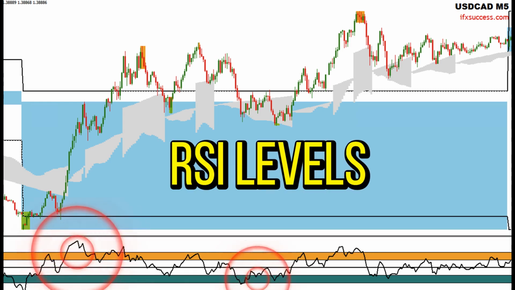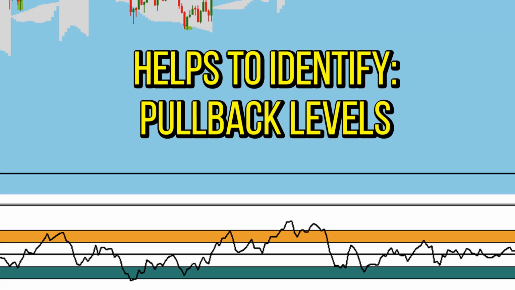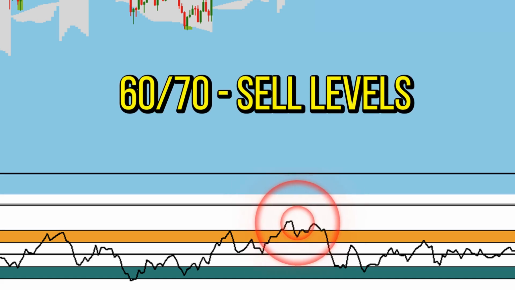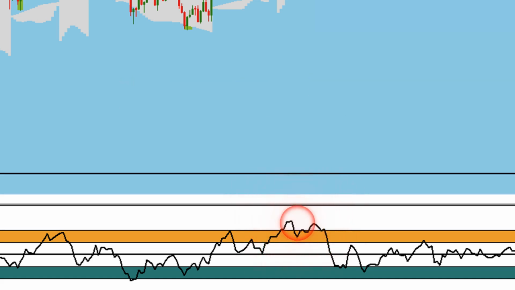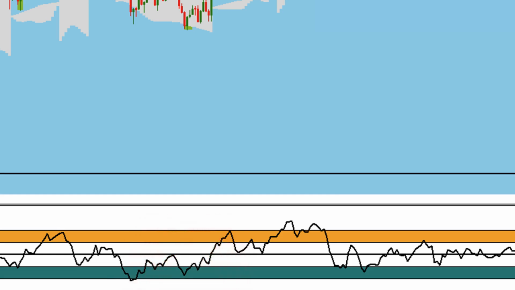At the bottom, you'll find the RSI, or Relative Strength Index, which helps us identify potential pullback levels. Specifically, the 60 and 70 levels indicate overbought conditions where we start looking for sell opportunities, while the 40 and 30 levels indicate oversold conditions where we look for buy opportunities. This indicator is critical in helping us time our entries more accurately.